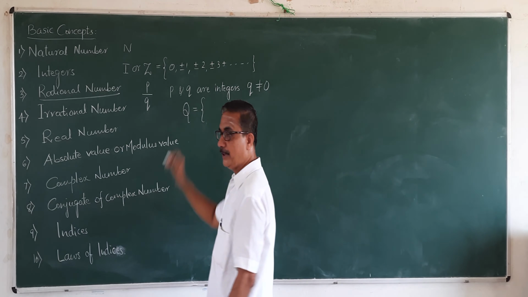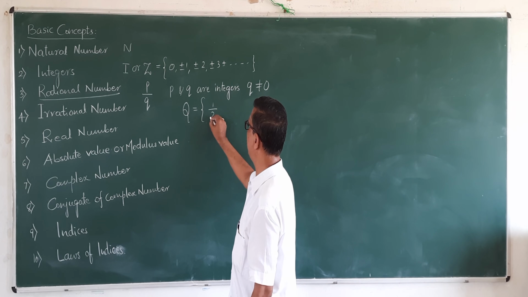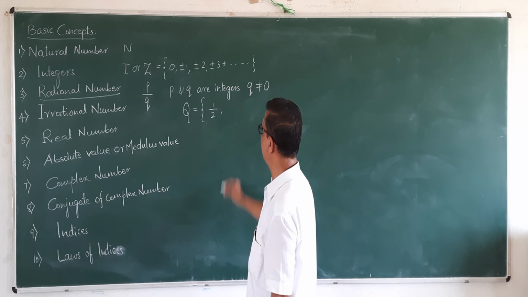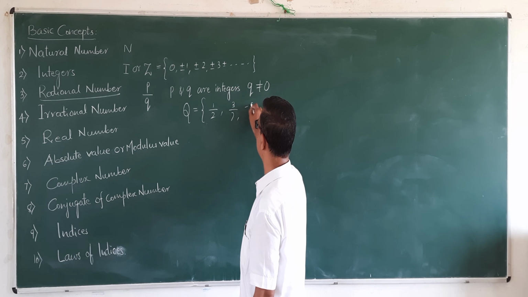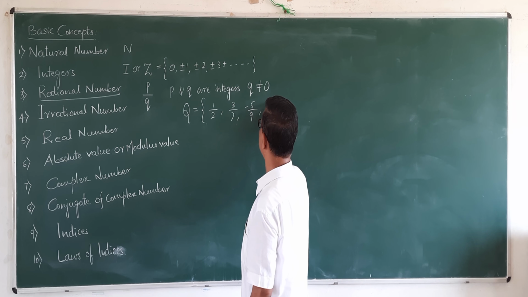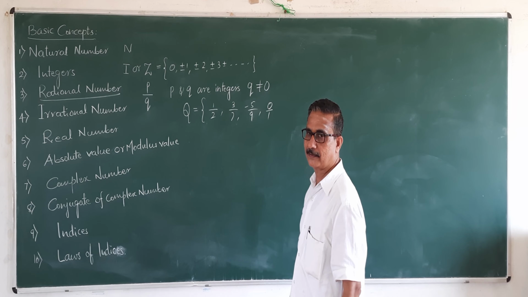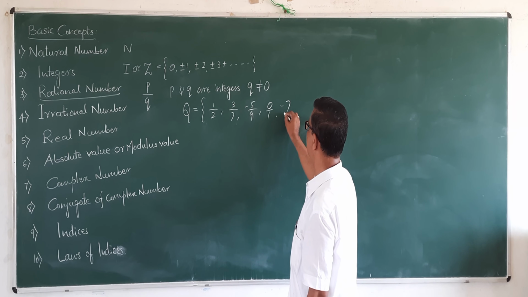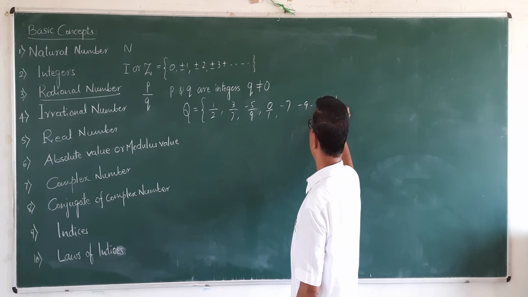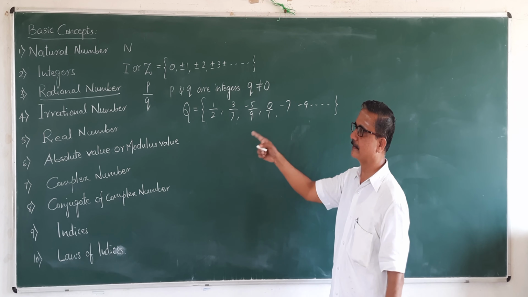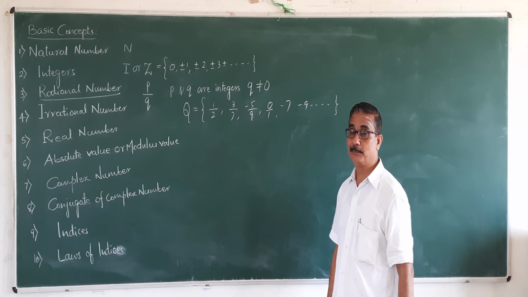Example, 1 by 2. It is in the form P by Q. 3 by 7, minus 5 by 9. 0. Is 0 rational? Yes, because 0 can be written as 0 by 1, minus 7, minus 9 and so on. These are the examples of rational numbers.